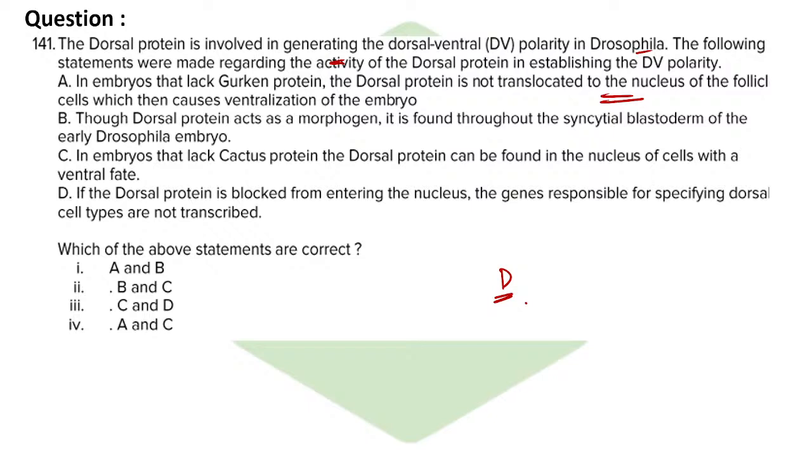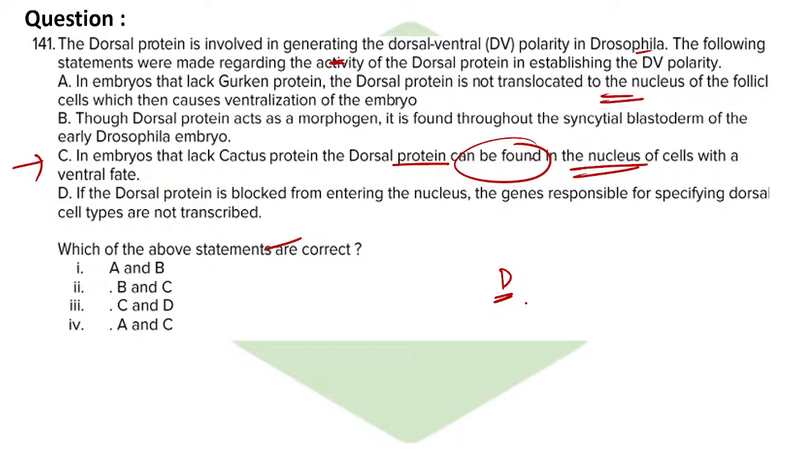Then, although the dorsal protein acts as a morphogen, it is found throughout the syncytial blastoderm of the early Drosophila embryo. Third option is in embryos that lack cactus protein, the dorsal protein can be found in the nucleus of the cells with a ventral fate. And last is that if the dorsal protein is blocked from entering the nucleus, the genes responsible for specifying the entire dorsal type will not be transcribed.